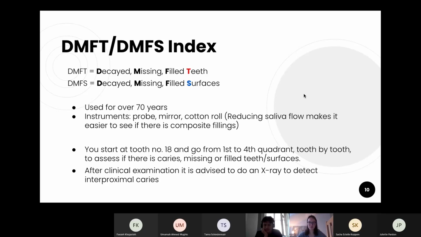And as I already mentioned, you start with the number 1/8 and then you go from quadrant to quadrant, tooth by tooth. And also you should do an X-ray afterwards, because it's sometimes not possible to see the interproximal caries, and that can be added to the DMFT or DMFS index afterwards.